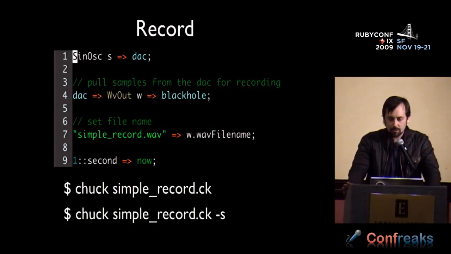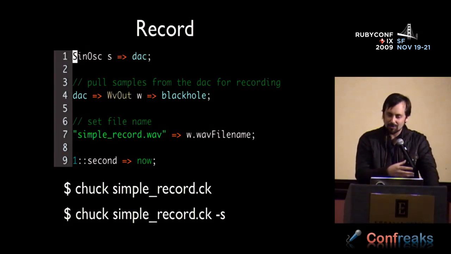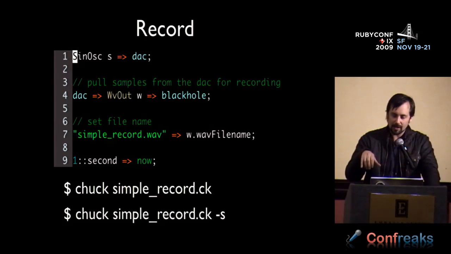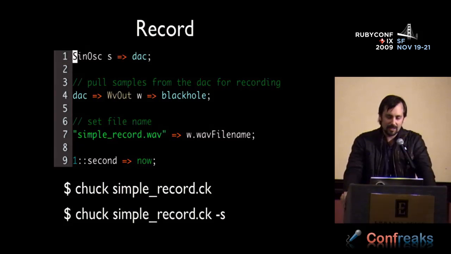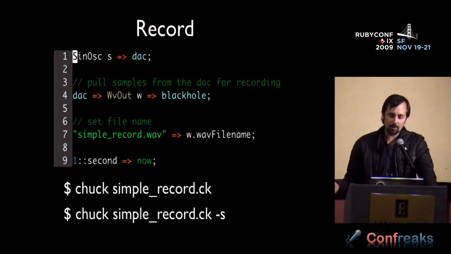So in this example, on line four, after the DAC, we're piping out basically everything in our signal graph to wave out, stored in W, and then that is chucked to the black hole. So it's kind of pulling the samples from the DAC through the wave out unit generator to the black hole. And just trust me, you have to do that. The explanation for it is down the rabbit hole. On line seven, we're just naming the file. Then you advance time normally, and it records.